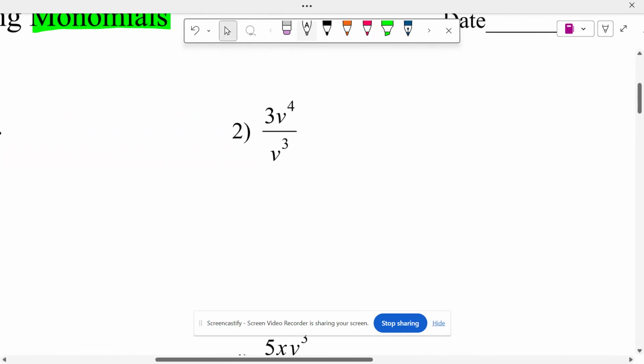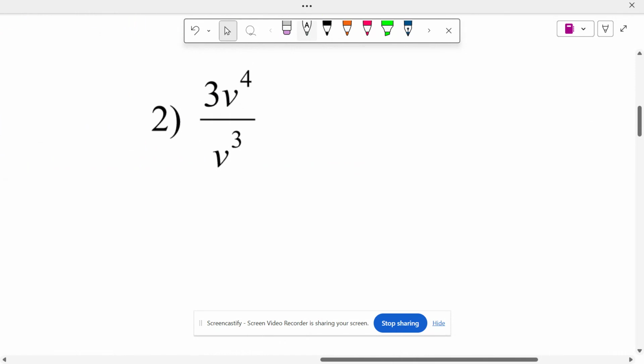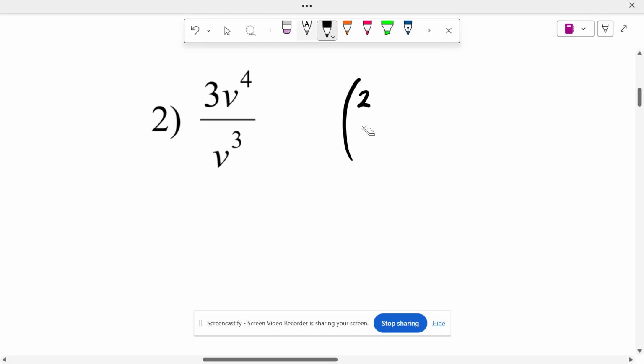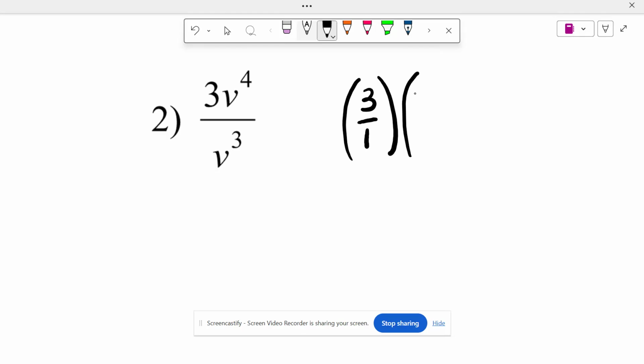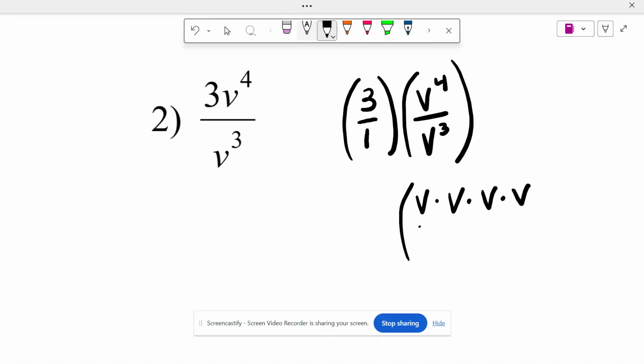So let's look at number 2 here, and let's do the same thing. You can even look at this as 3 over 1. And then on the top, we have v to the 4th over v cubed. So we look at our coefficients first. We notice if I had a fraction 3 over 1, I wouldn't be able to simplify. But when it comes to my v's, I could rewrite this as v times v times v times v over v times v times v.